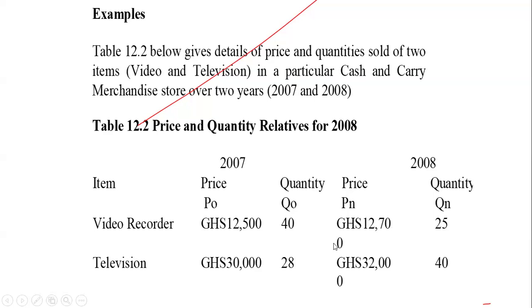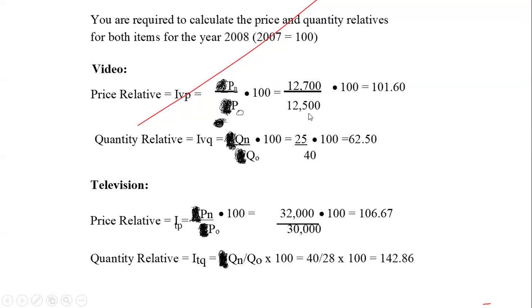So that's where you are having 12,700 divided by 12,500. That's for video. The same goes for television. That would be 32,000 divided by 30,000 times 100%. Don't forget to multiply by 100%, both of them. So that's what you are seeing here. It's as simple as that. If you know how to apply the formula and you understand the parameters involved, you should be able to solve these things easily.